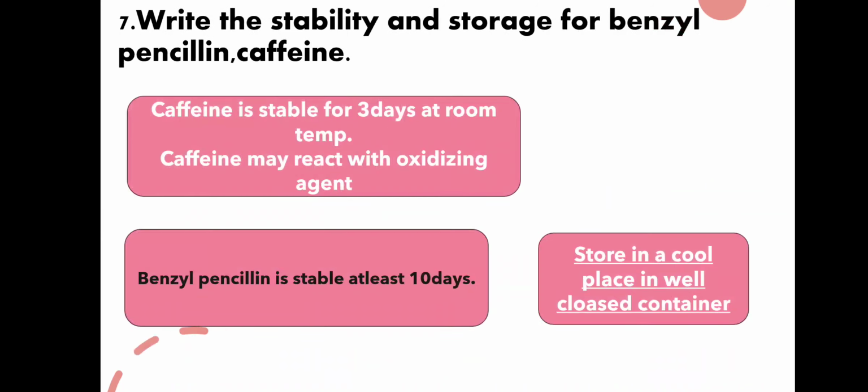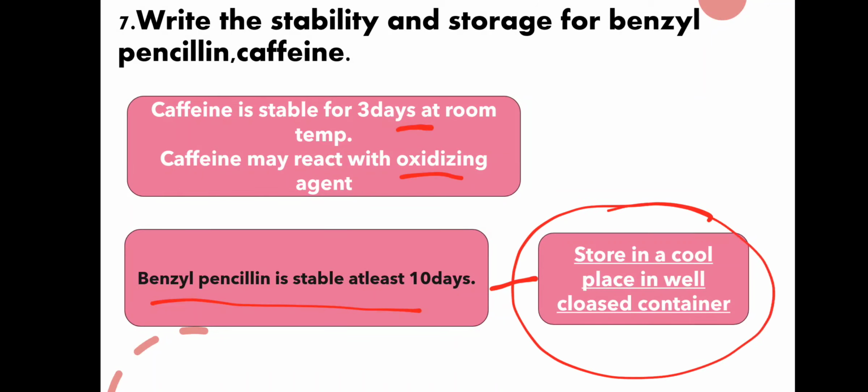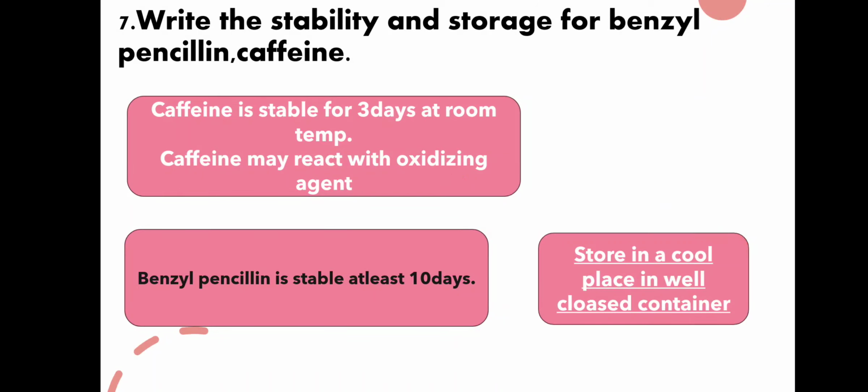Easily remember. Write the stability and storage for benzyl penicillin and caffeine. Caffeine is stable for 3 days at room temperature, and caffeine may react with oxidizing agents. Benzyl penicillin is stable for at least 10 days. These are the stabilities, and you have to store both caffeine and penicillin in a cool place in a well closed container.